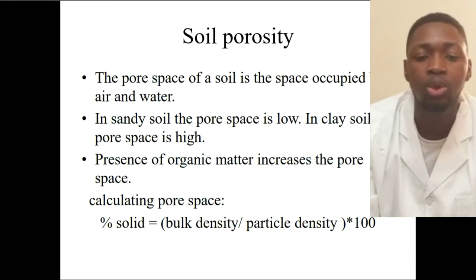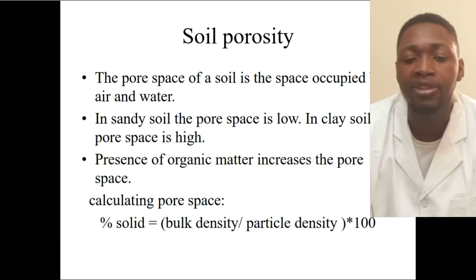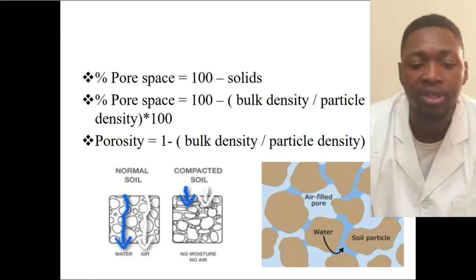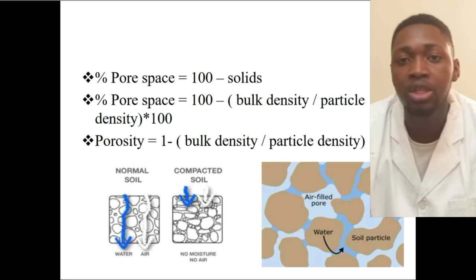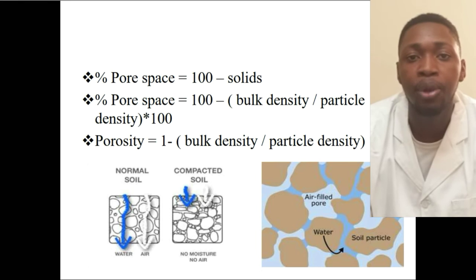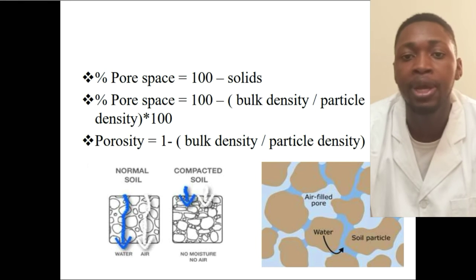Pore space is equal to 100 minus bulk density over particle density multiplied by 100, and porosity is equal to 1 minus bulk density over particle density. Take note of these formulas. We will need them in my next video.